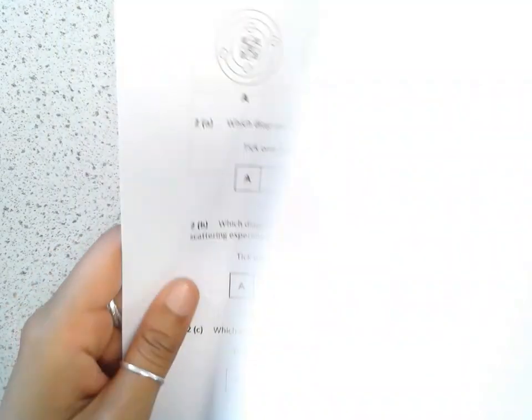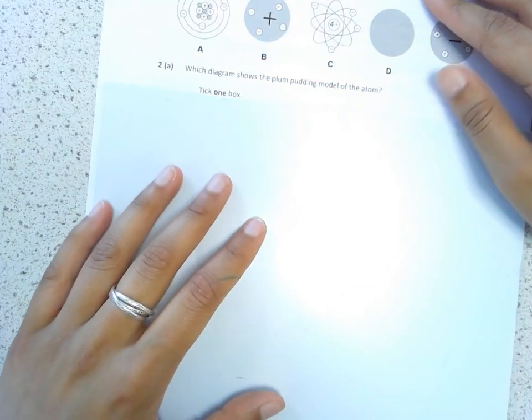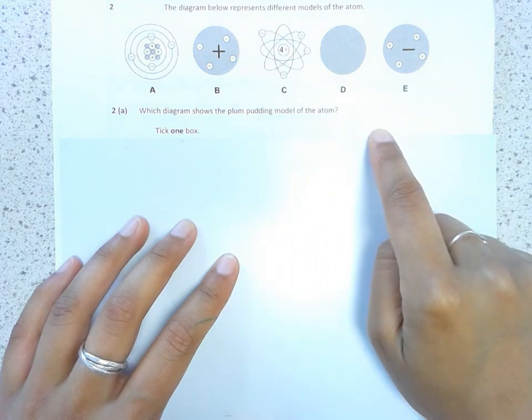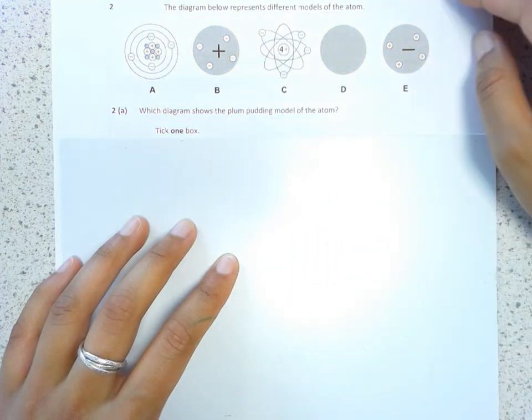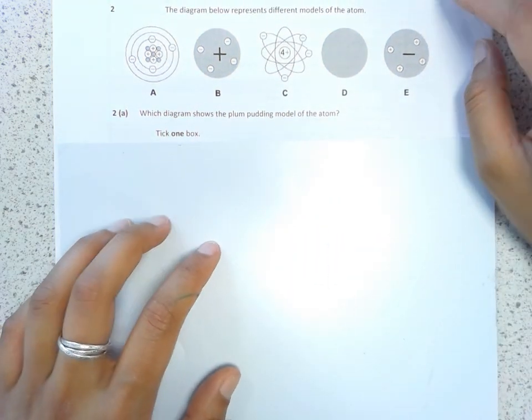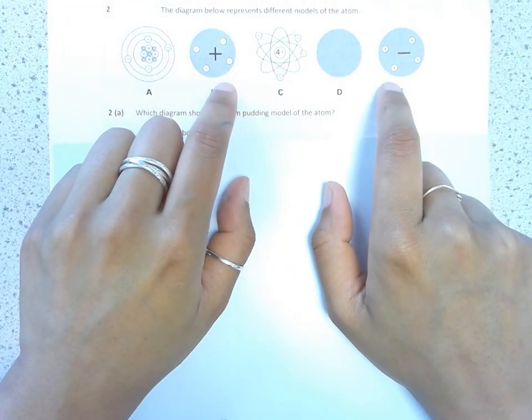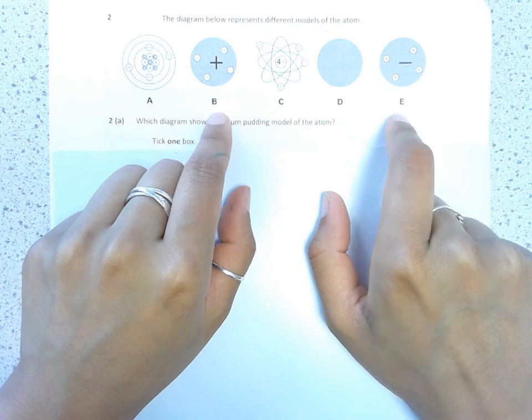Over the page, this question asks us which of these is the plum pudding model. Now, the plum pudding model is obviously not that, nor that, nor that, and I think there would have been a little bit of confusion about whether it was B or E.